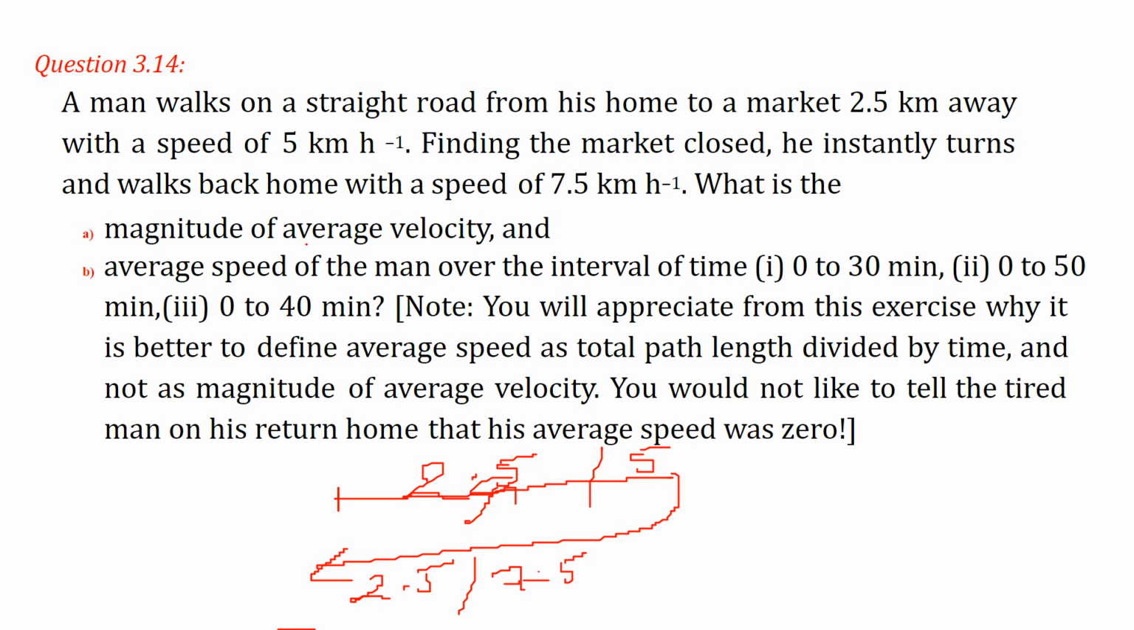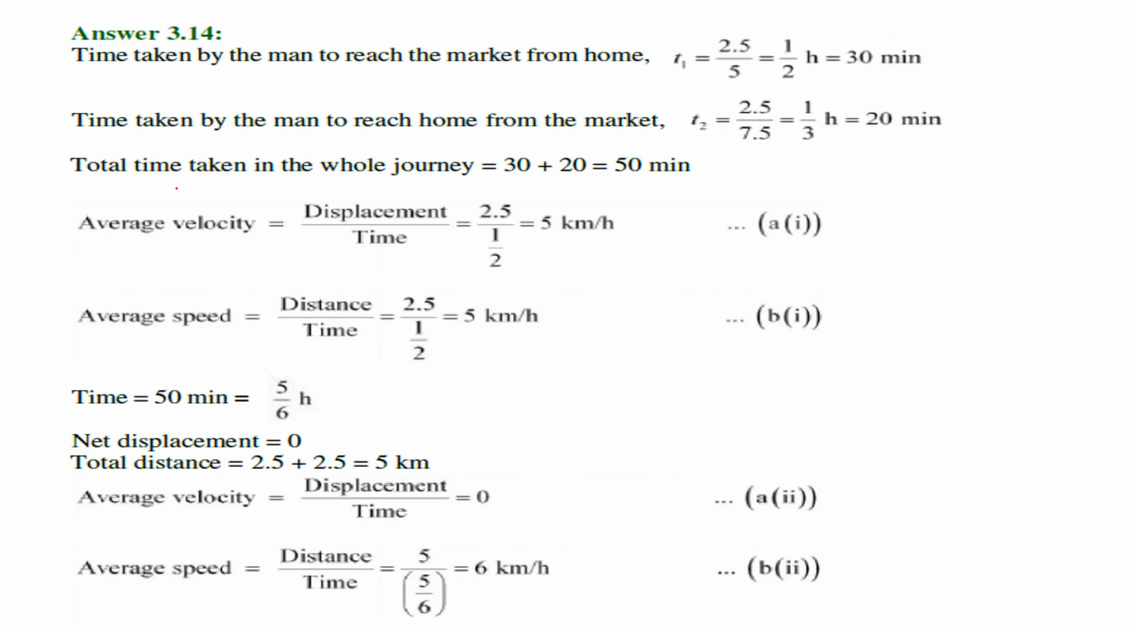So what is the magnitude of average velocity and average speed of the man over the interval of time 0 to 30 minutes, 0 to 50 minutes and 0 to 40 minutes? So time taken by the man to reach the market, see, speed equals distance by time. In order to find time, time equals distance by speed. What is the distance from here to here? 2.5 km. What is the speed? 5. Initially the speed was 5. So 2.5 by 5 is half hour, which is 30 minutes.